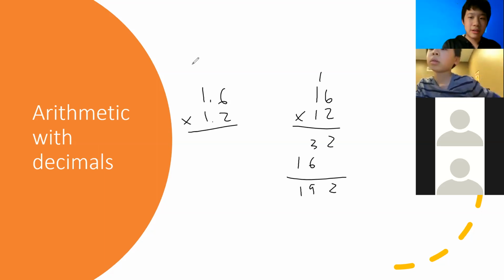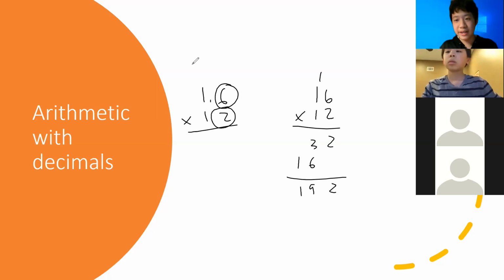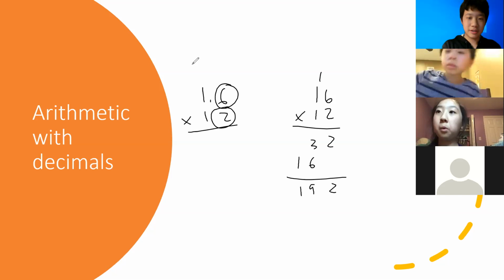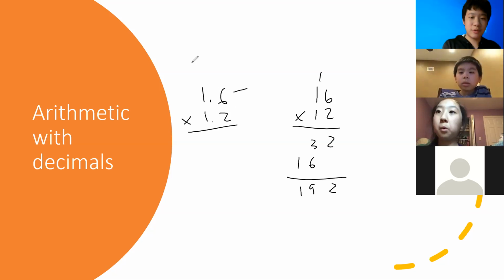Well, the trick here is to count the number of digits to the right of the decimal point in both numbers, okay? So for example, we have one digit here and another digit here. We have 2 in total, okay? So that means in our answer, there must be 2 digits to the right of the decimal place as well. So we're going to put the 2 and the 9, 1.92. Okay, does everyone get that?